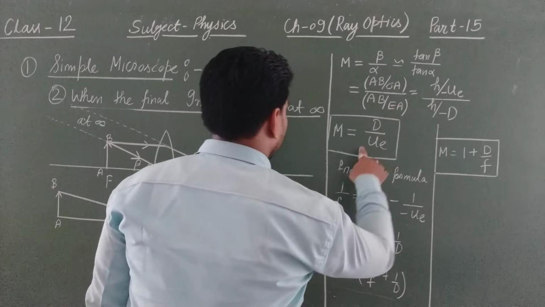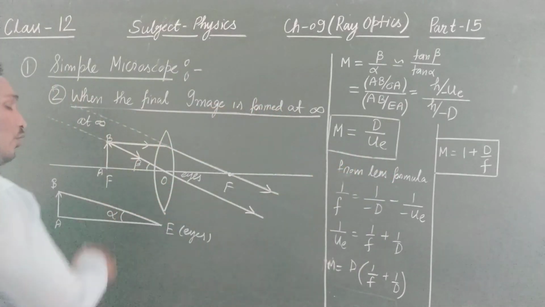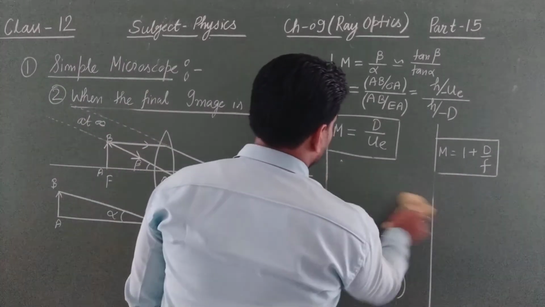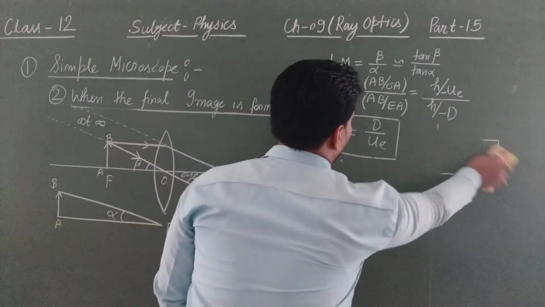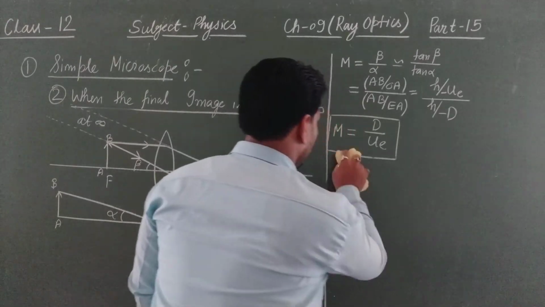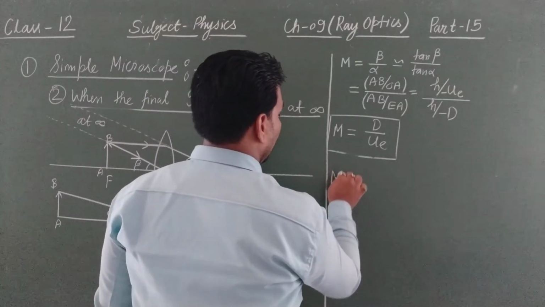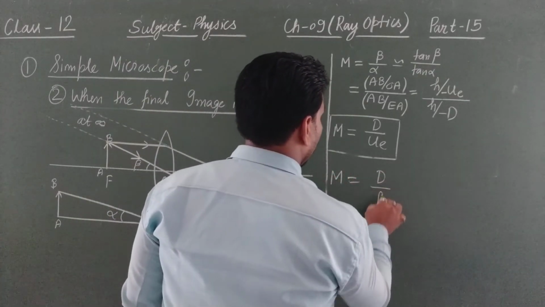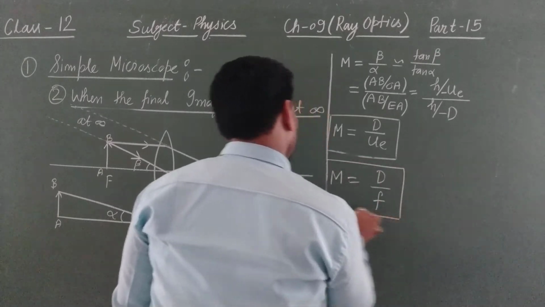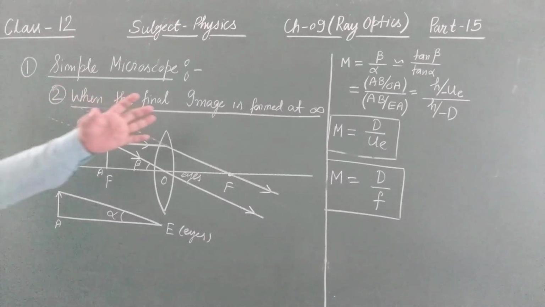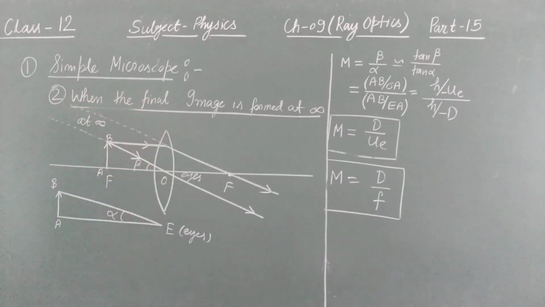OA, this time this object distance is actually equal to the focal length of the lens, and only that thing will be changed. That's why I told you that this is the general formula for the magnifying power of a single lens. So in place of UE, you need to put F. So M is equal to D by F. In case the final image is formed at infinity, the magnifying power is given by D by F. All the other variables will remain the same.